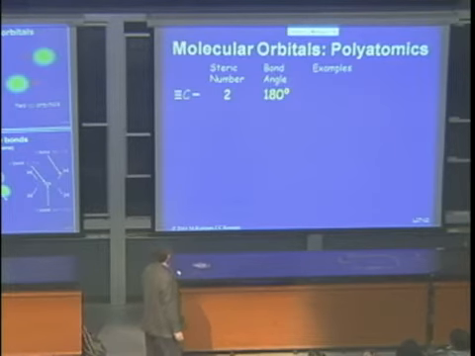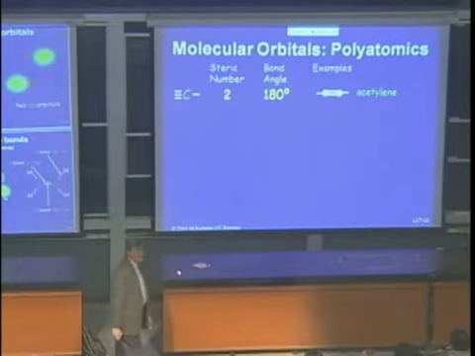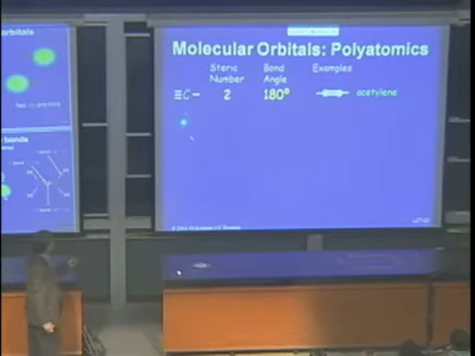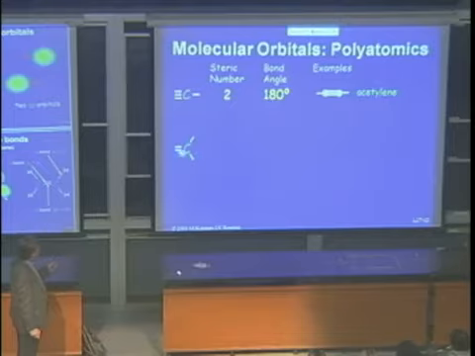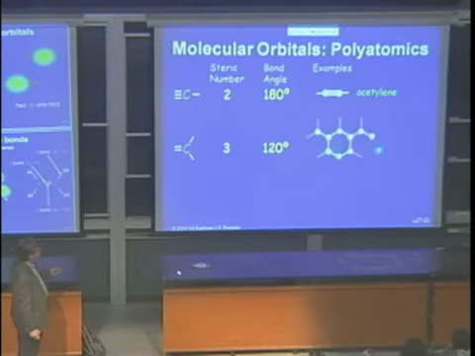180 degrees. Example, acetylene. Now we have a carbon that has 1, 2, 3 things attached to it because there's a double bond here. What's the steric number? 3. What's the bond angle? 120. An example, for example, what would that be?